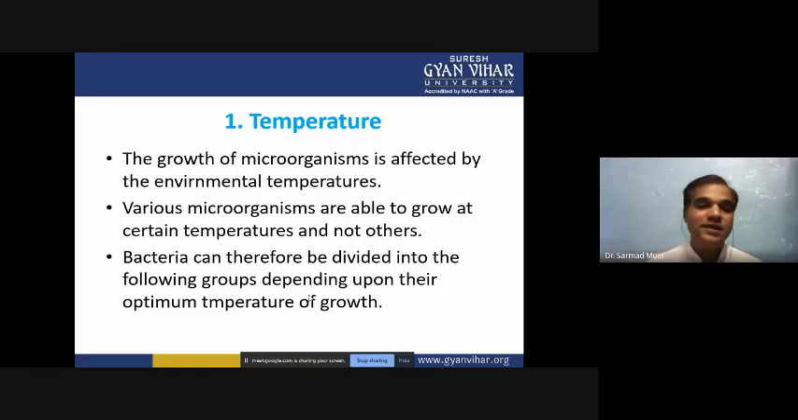If you keep food at a high temperature, it will be damaged, and the enzymes and other chemical constituents of the food will change. That's why high temperature is not preferable, but low or very low temperature, like -10, -22 degrees centigrade. If you keep the food material at these temperatures, it will automatically be preserved from spoilage.